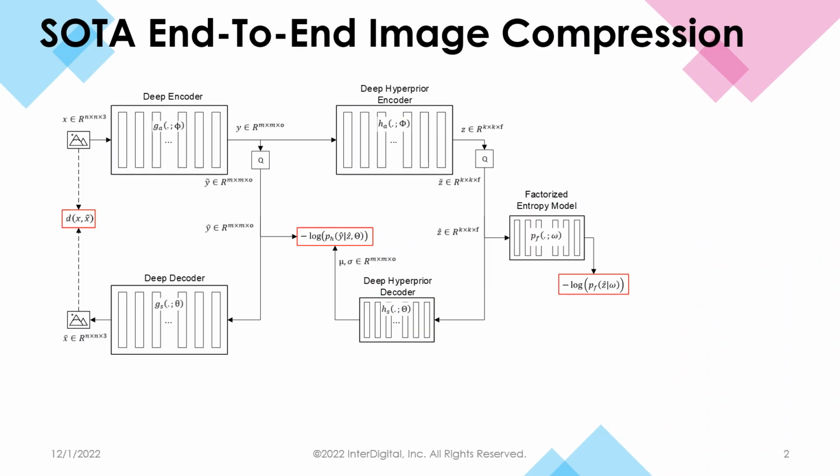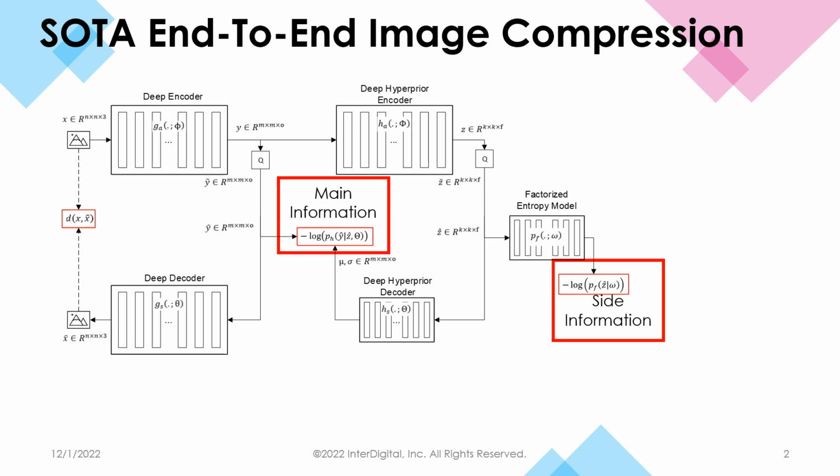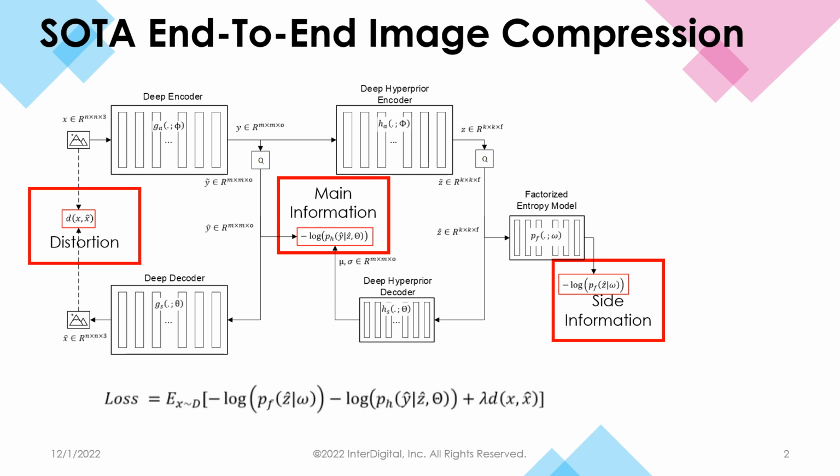Current state-of-the-art neural image codecs use a two-stage hierarchical variational autoencoder. The second stage of VCIP encodes the side information, while the first stage encodes the main information. Side information defines the distribution of the main information, and the main information is for reconstruction. The aim of the neural codec is to minimize this loss, where it minimizes the sum of main and side information's bit length as well as the reconstruction error.